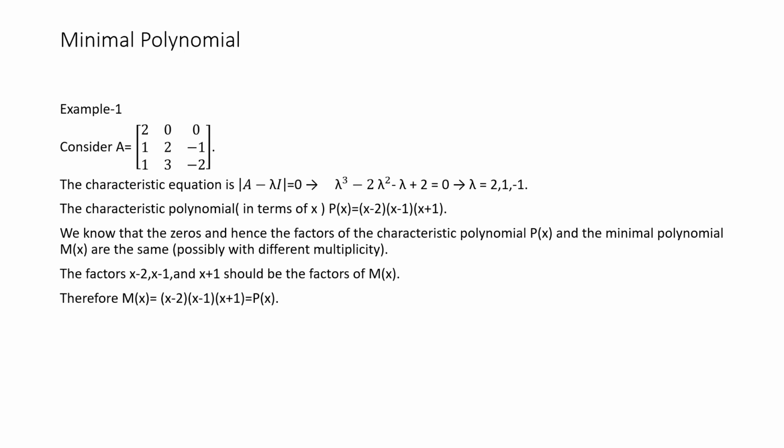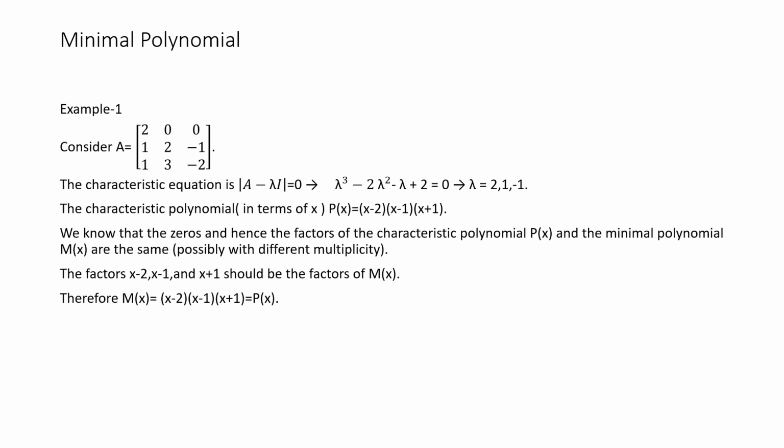Since 2, 1 and minus 1 are the roots of lambda cube minus 2 lambda square minus lambda plus 2, it can be factorized as lambda minus 2 into lambda minus 1 into lambda plus 1. So the characteristic polynomial in terms of x can be written as p of x equals x minus 2 into x minus 1 into x plus 1.